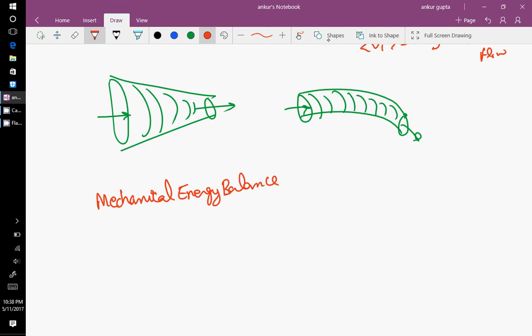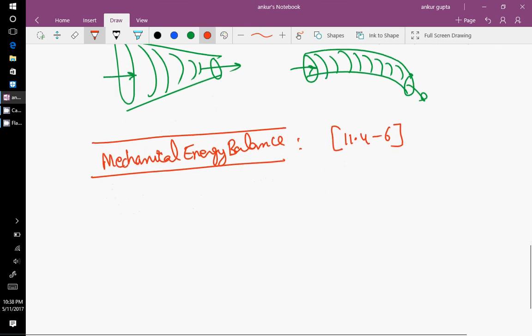Again, the derivation is quite long, and I will just be discussing the final form that you get from mechanical energy balance, which is the engineering Bernoulli's equation. So I'm just directly writing the engineering Bernoulli's equation, and this is equation 11.46. Okay, that is what I'll be writing.